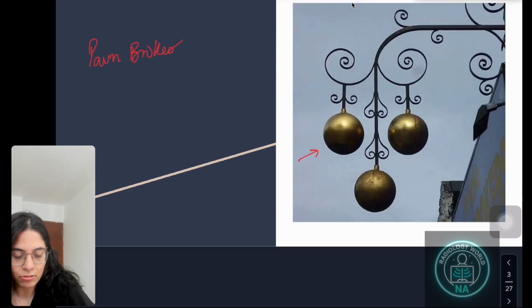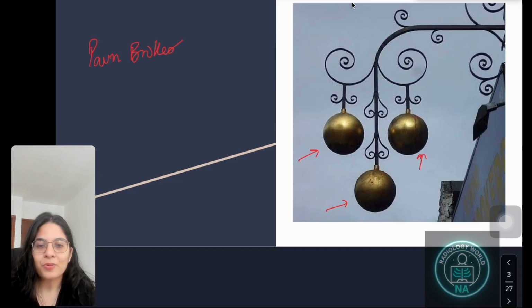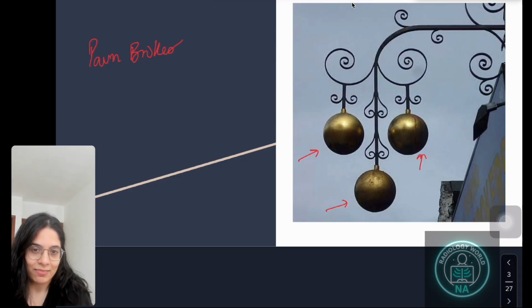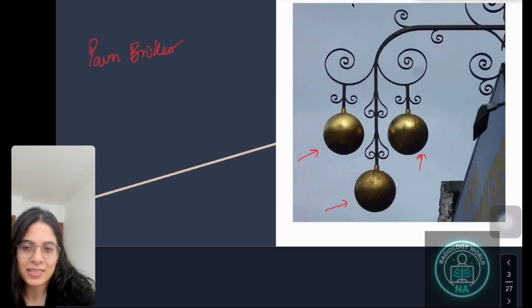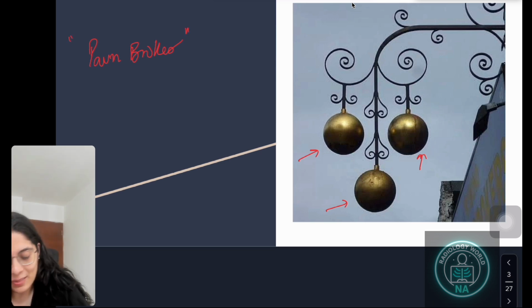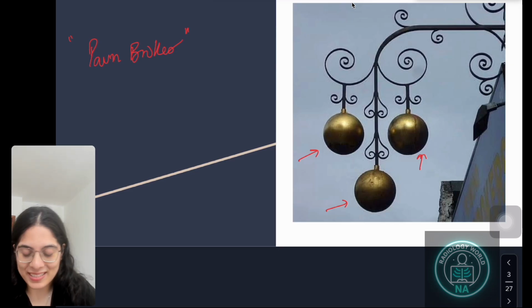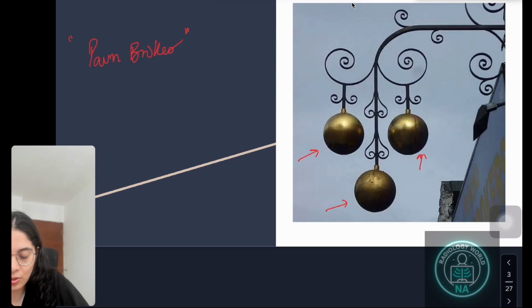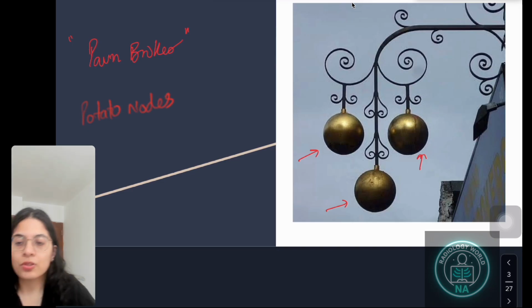You can see that there are these 3 balls. What they are trying to say is that these lymph nodes also look like the sign of the pawnbroker. This pawnbroker sign is basically a sign in front of the door of pawnbrokers. Basically they are loan lenders, and it is mainly from the UK, from the British system. So this is called a pawnbroker sign. Okay, weird comparison, but it is known. Another important thing is that these are also called potato nodes.